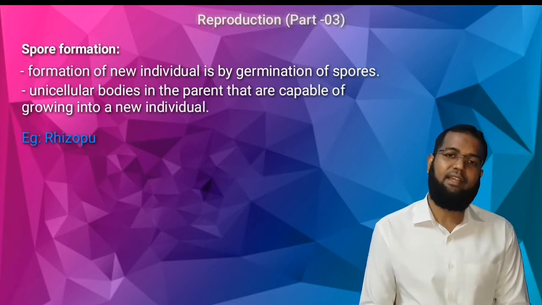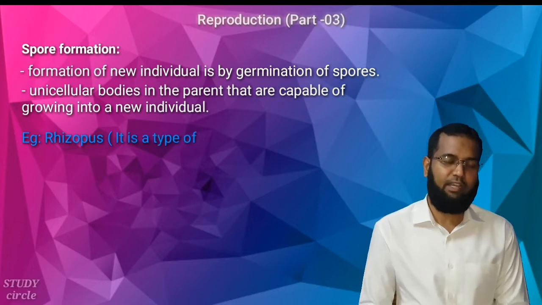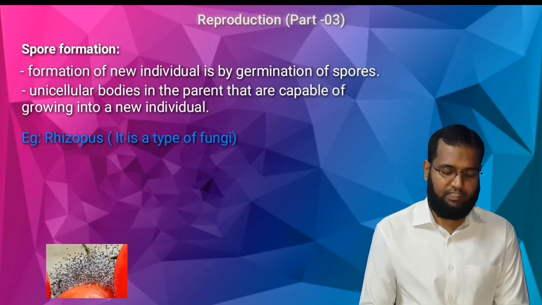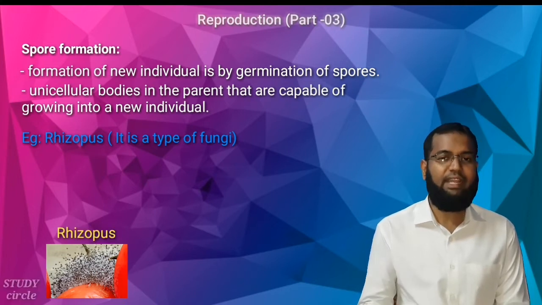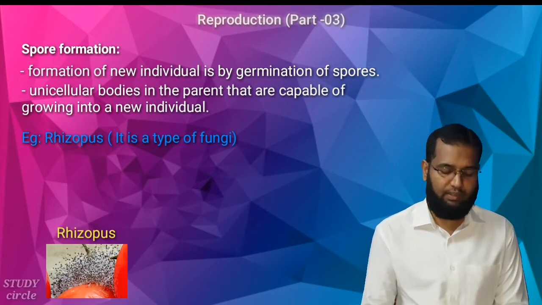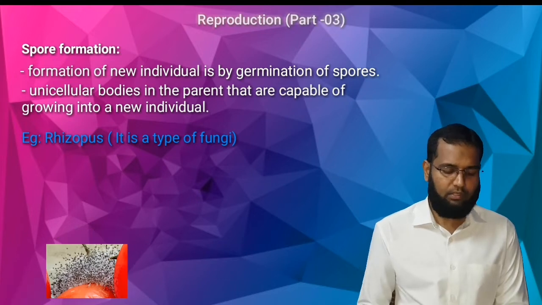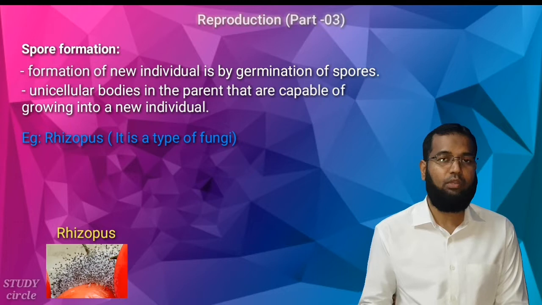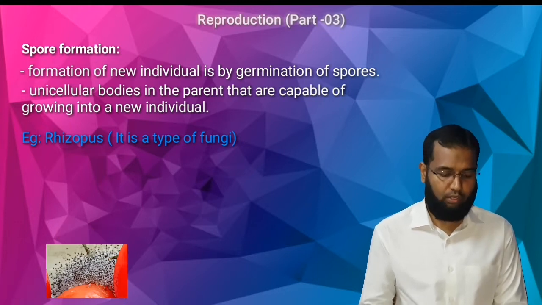So we can take the example of Rhizopus. It is a type of fungi. You will see, especially in rotten vegetables, thread-like structures with tiny lobes. These tiny lobes contain spores. They are special cells that can give rise to a new individual, a new organism.